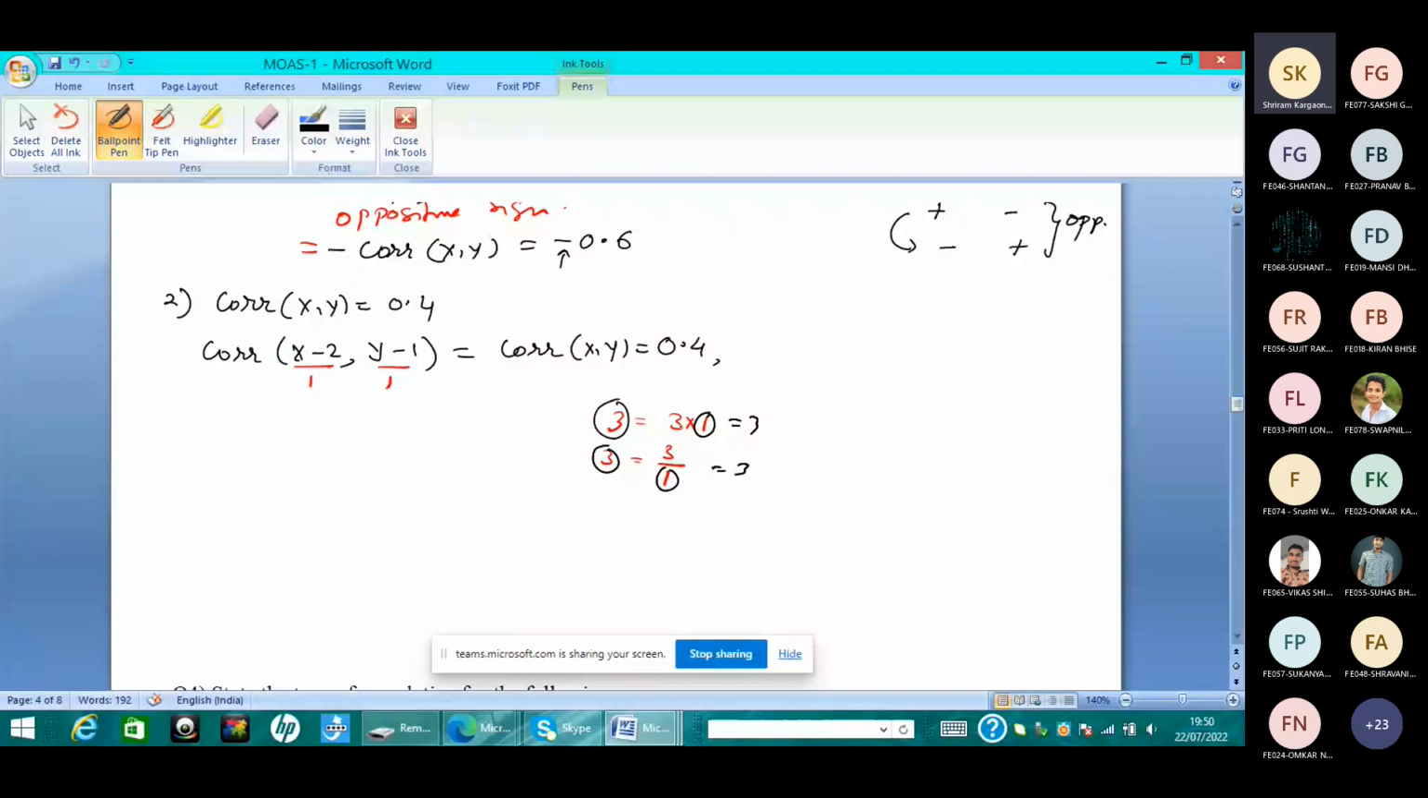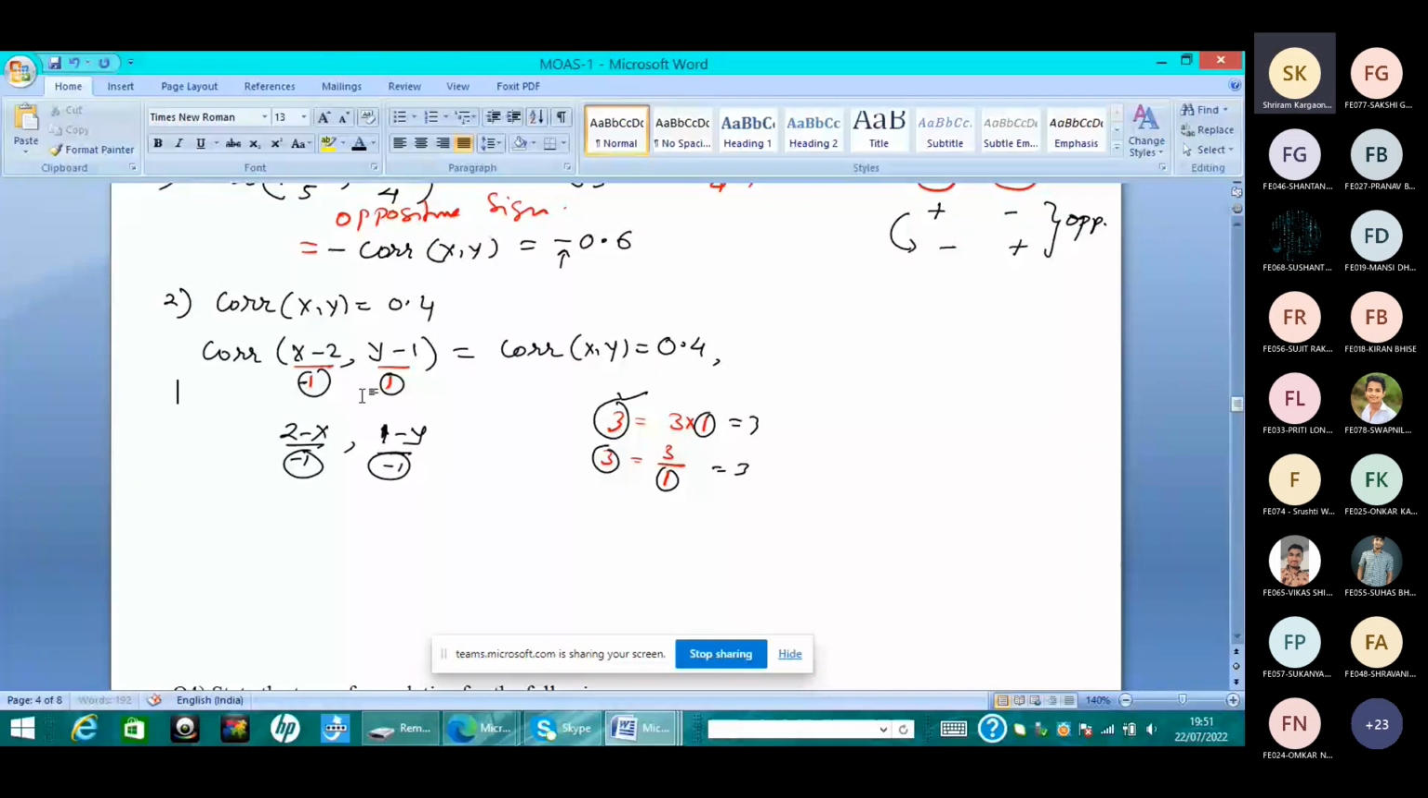What I observed is that both have the same sign, positive. Or you can also take minus. Suppose you want to write 2 minus X upon minus 1, or 1 minus Y upon minus 1. In that case both will be negative. So in both cases they have the same sign, both positive or both negative. When both have the same sign, you write the same thing. Understand?